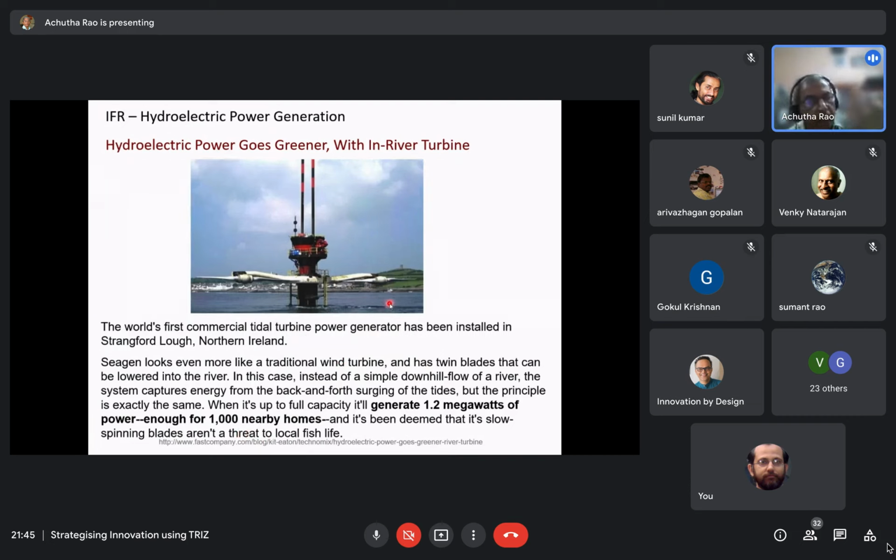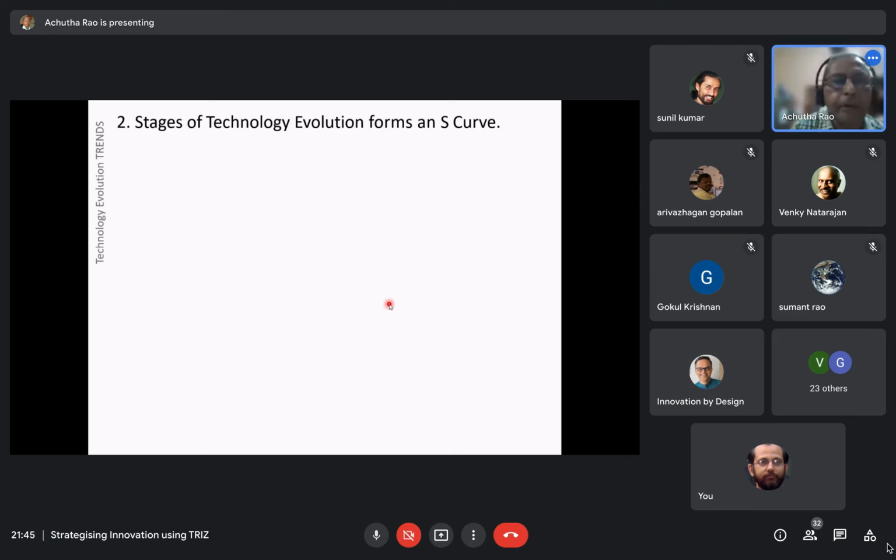They don't harm any of the sea living creatures, fishes, etc. So this is like a windmill within the water, a water mill, you can see that. They are run at a very slow speed for generating enough power. So this is going towards ideality.